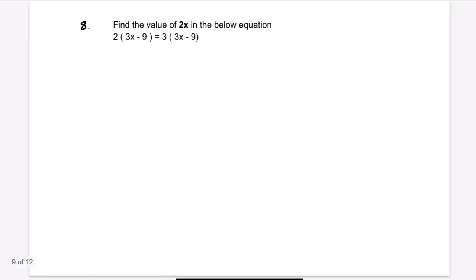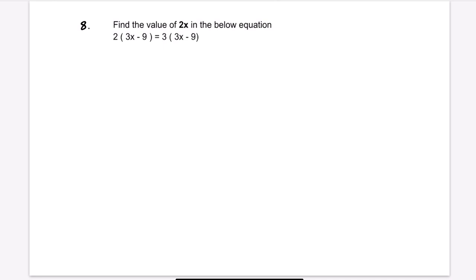Alright, let's move on to the next problem here. Pay attention to this question please. The question is not asking you to find x but 2x. So find the value of 2x in the below equation. Again, pause this video and then try to solve this problem by yourself.